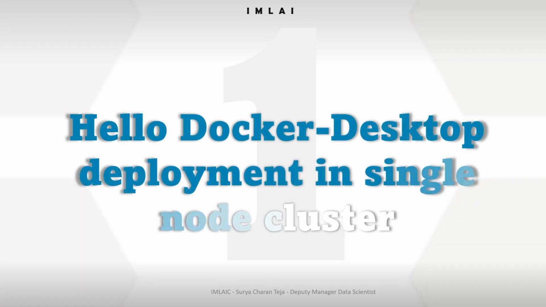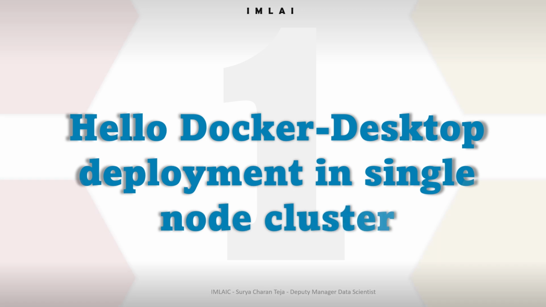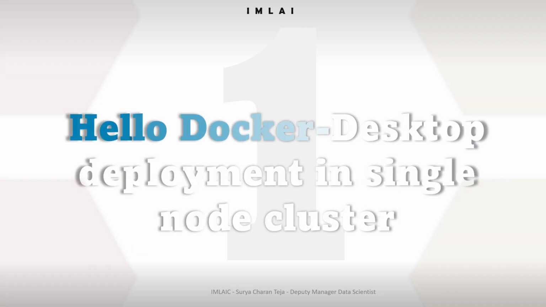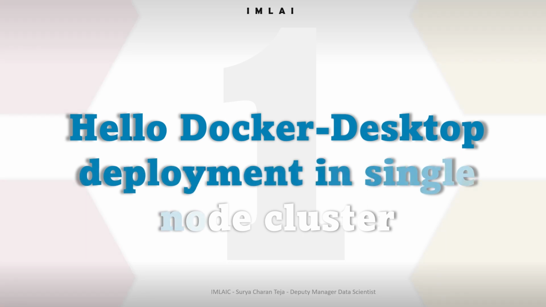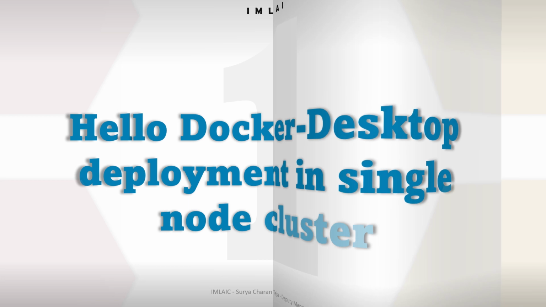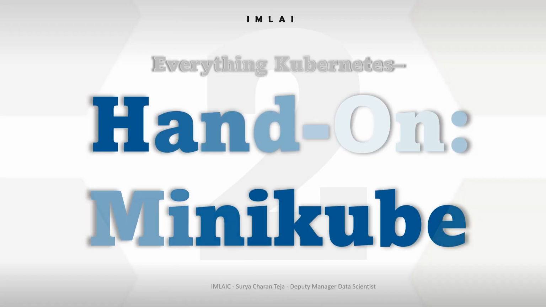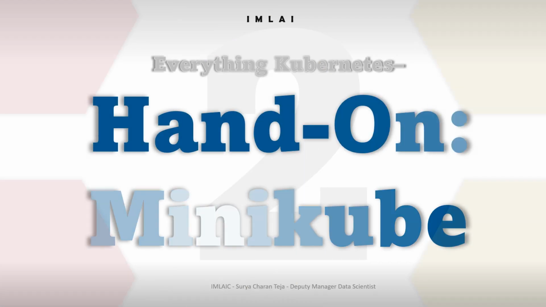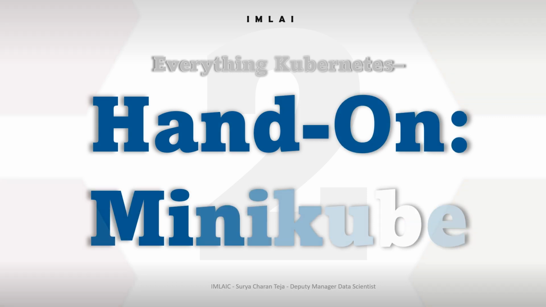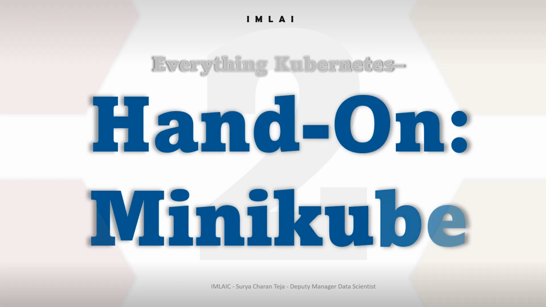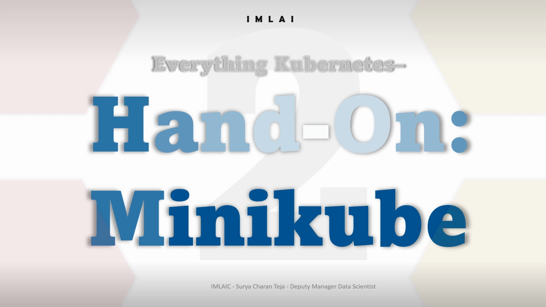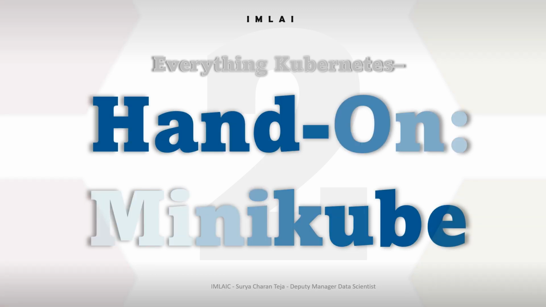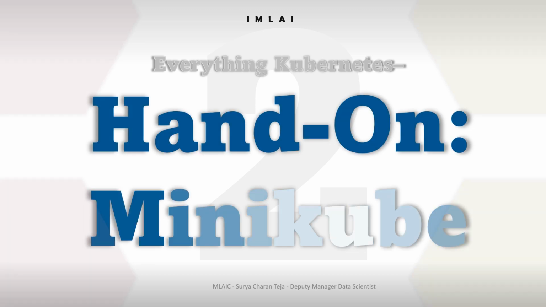Hello. We have seen the Docker Desktop deployment object in a single node cluster using Docker Desktop and the Kubernetes extension. Now we will be creating a cluster using minikube, and we will be working on various objects of Kubernetes, such as services, deployment, ingress, pods. But before that, we should understand what is minikube.